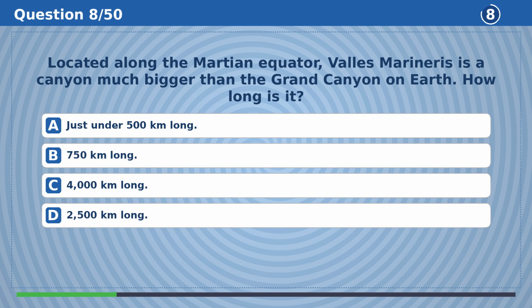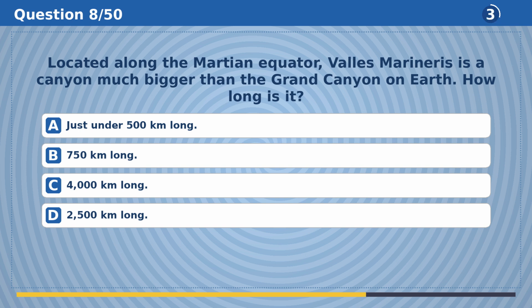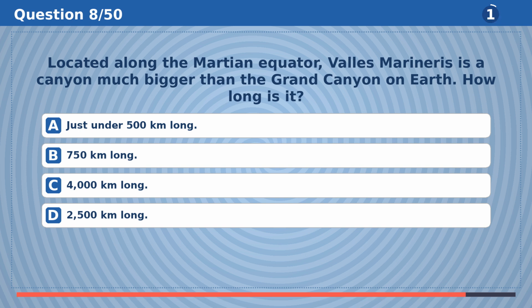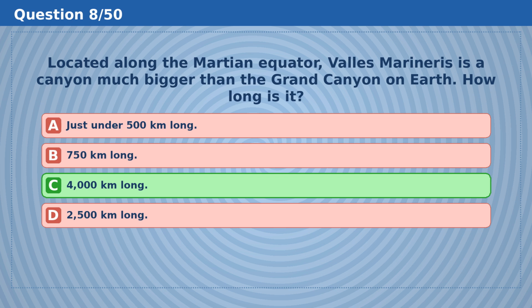Located along the Martian equator, Valles Marineris is a canyon much bigger than the Grand Canyon on Earth. How long is it? The answer is C, 4,000 km long.